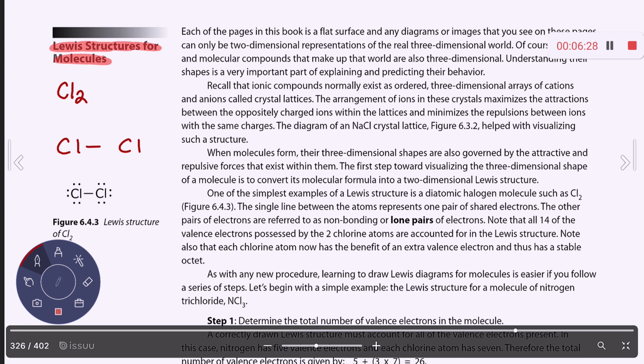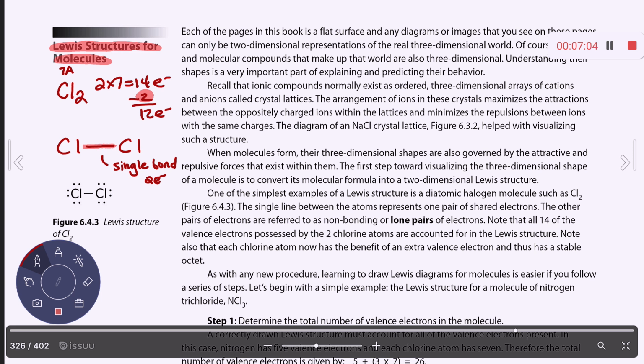And what you want to do is connect them with a line, which represents a single bond. So this single bond will account for 2 of our valence electrons. Okay? You know that chlorine is in group 7A. So since I have 2 chlorines in 7A, 2 times 7 would give me 14 valence electrons total. I just used 2 when I drew in this single bond. So that means I'm going to go ahead and subtract 2 from my total, which leaves me with 12.